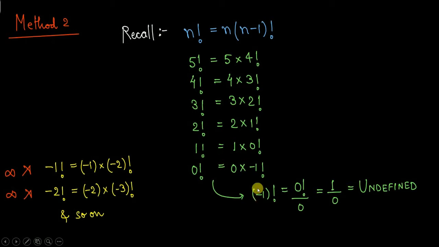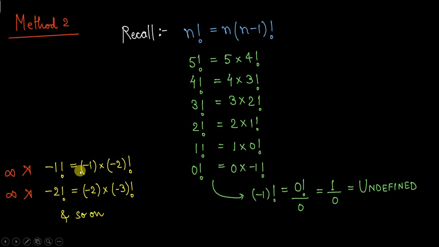Now use this expression, make (minus 1) factorial the subject of the formula, which will throw this 0 in the denominator. And whenever 0 comes in the denominator, what does it mean? It means it is undefined. That means your denominator can never be 0. Whenever the denominator becomes 0, it becomes undefined. Clear? Now further you can go.